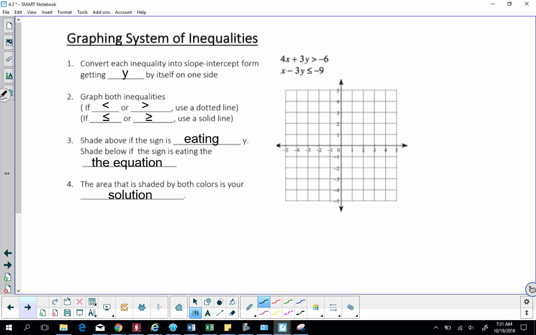This one you may also want 2 colored pencils because we are going to be shading, or you can use highlighters. But it is pretty hard to do it in pencil. There's colored pencils up here too, or highlighters. Or use the color pens. The solution we're shading, and wherever it's shaded by both is your solution.